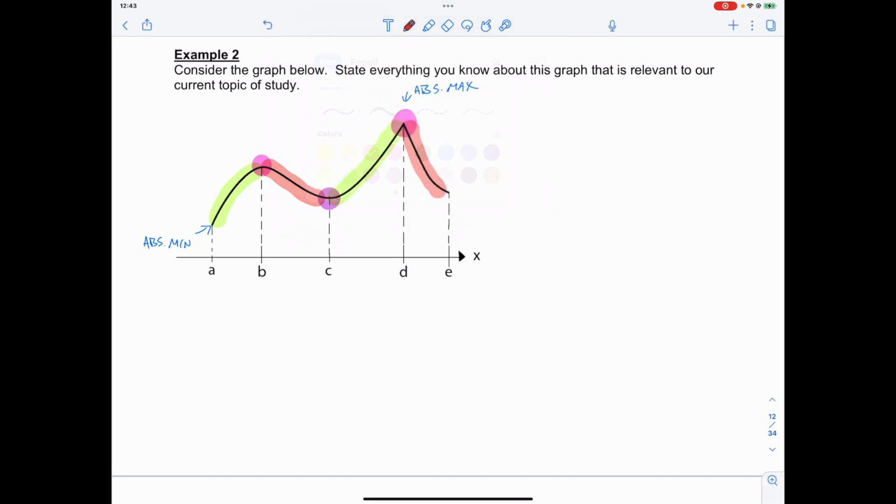So let's put this information together. Firstly, f of x increases when x is an element of a to b or c to d, and decreases when x is an element of b to c or d to e.